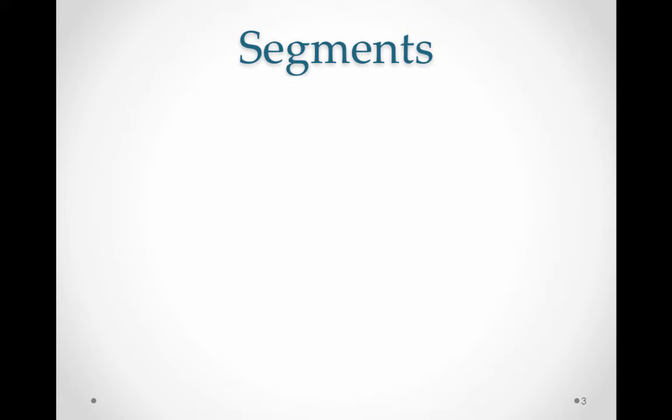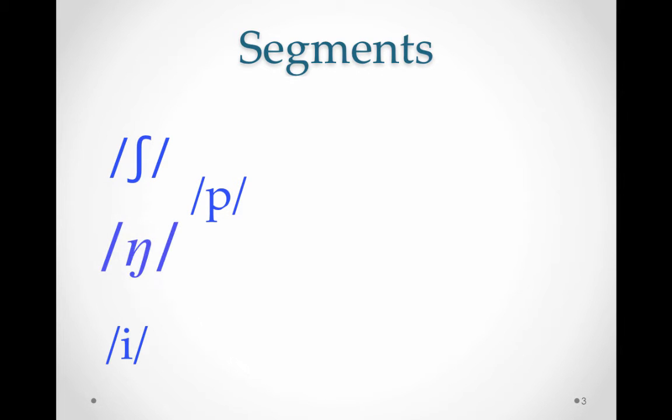Up to now, when talking about consonants and vowels, we've been talking about segments. We can talk about the sh segment, the e segment, the p segment, the ng segment, as in swimming, and the e segment in this case. We also saw that segments have different characteristics.